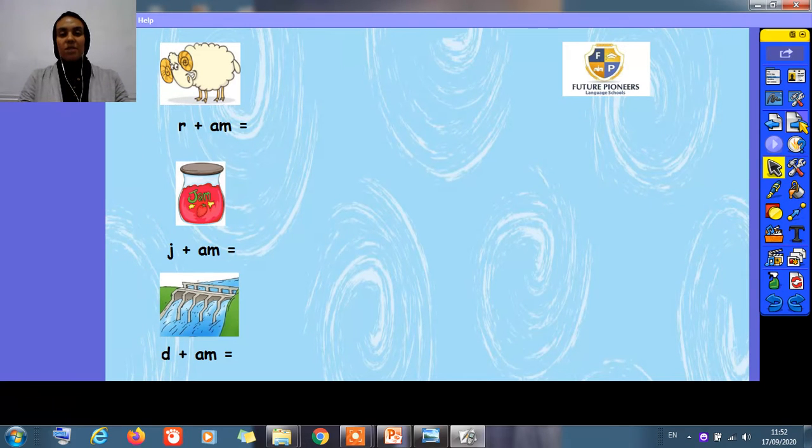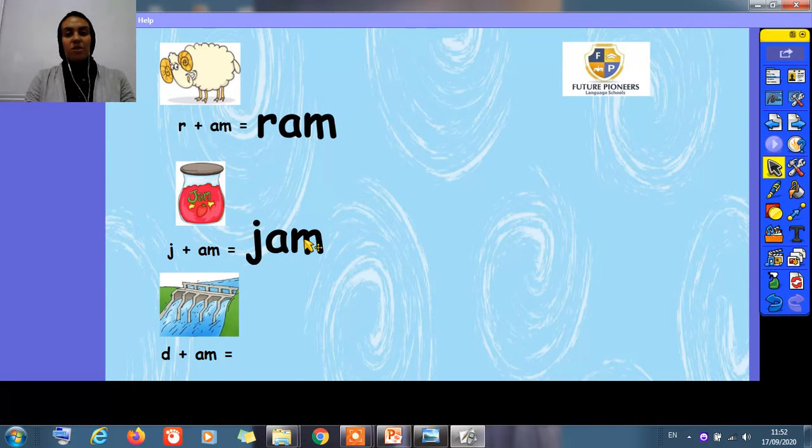Okay, this is a very lovely game. We have here a picture and we're gonna write the name. This is R and M. It's, let's see, ram. Very good. Here, this is J and M is what? Jam. Very good. Excellent. And the last picture is what? D and M is dam. Very easy. Excellent. So ram, jam, and dam.